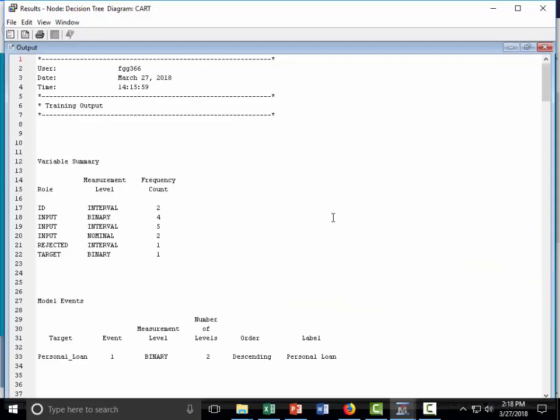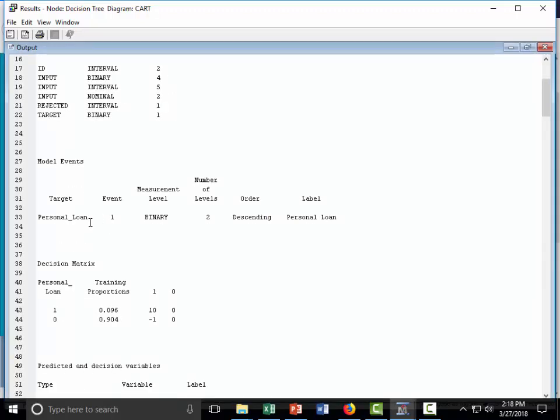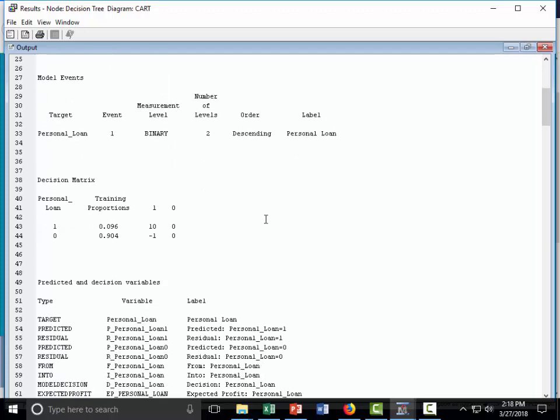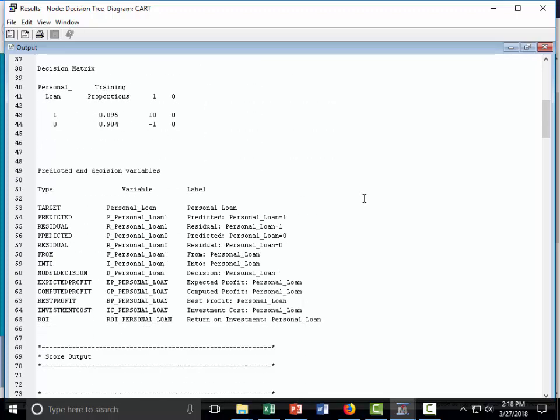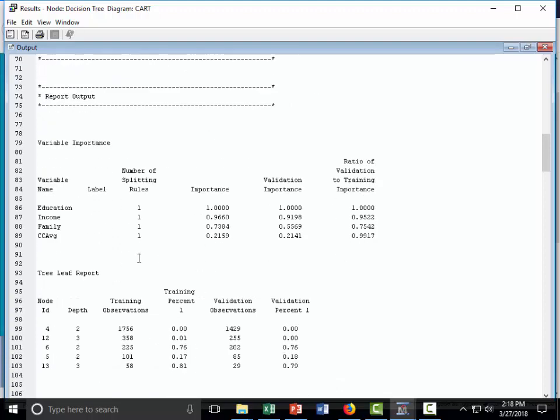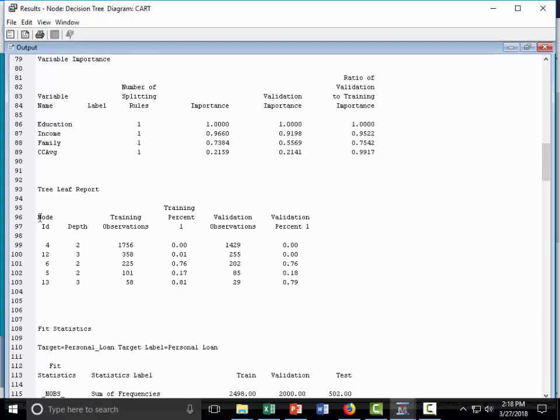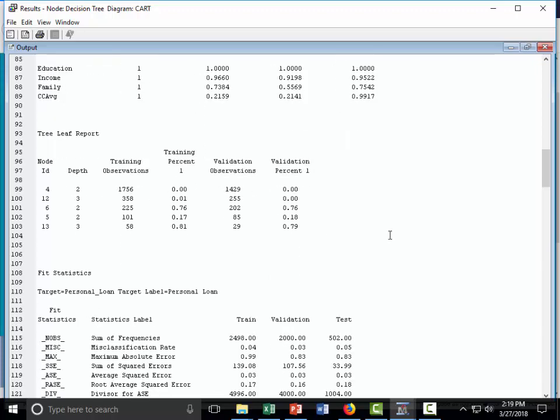Okay, so now let's look at the output here. It tells you what the target is. All right, and here is the decision matrix that we entered, and here is the tree leaf report. What is the node ID of the tree leaf node? Okay, what is the depth? How many training observations, and the training percentage of ones? So the number of validation observations and percentage of ones in those leaf nodes.